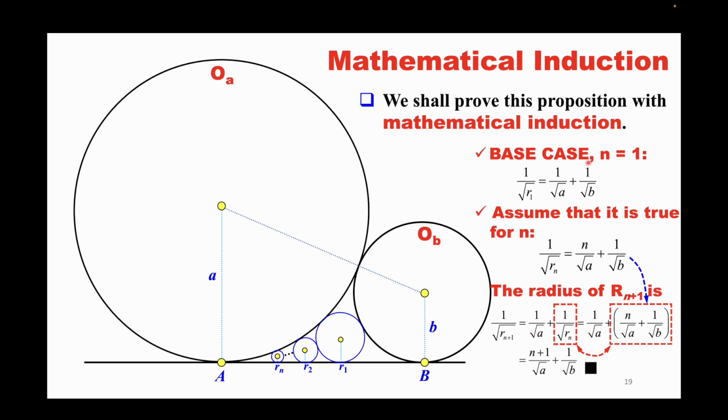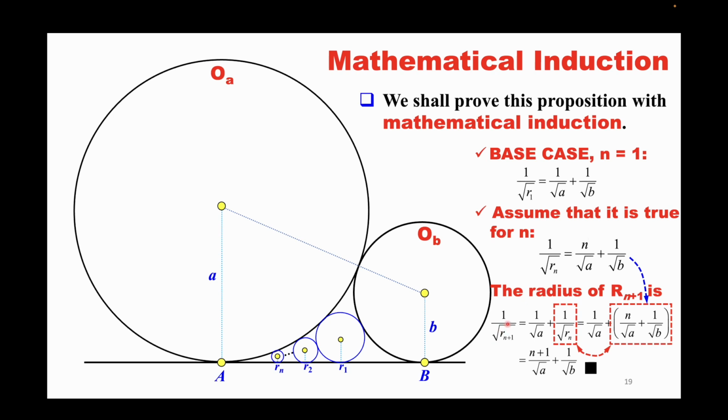So in this case, for n equals 1, that is the radius of R1. We know it is this and this. We have R1. So the base case is true. So let's assume that it's true for Rn. N here, N here. Is this relation also true for n plus 1? That's n plus 1 here and n plus 1 here.